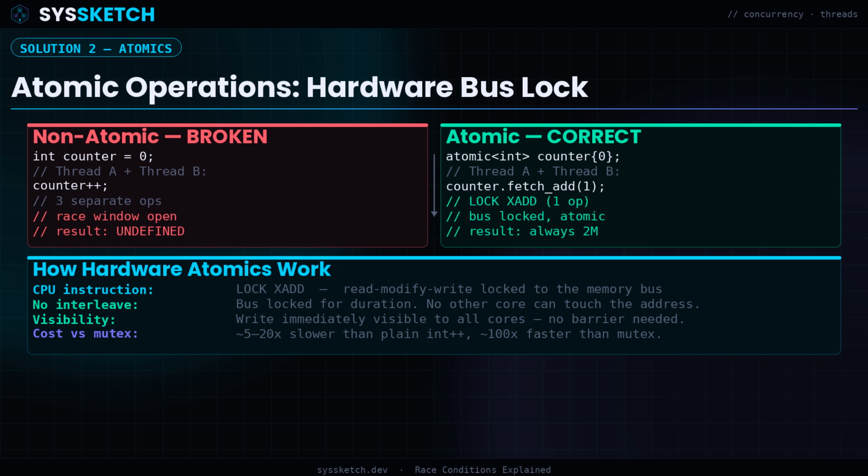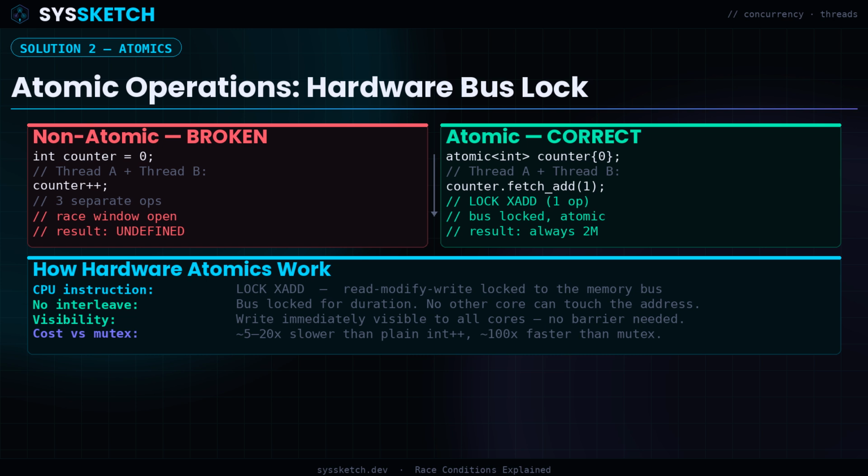They also provide memory visibility guarantees. The write is immediately visible to all cores. For a shared counter, flag, or pointer swap, atomics are almost always the right tool. Mutexes introduce a related hazard, deadlock.